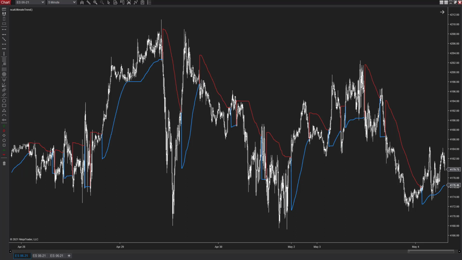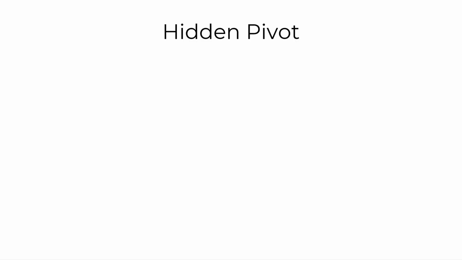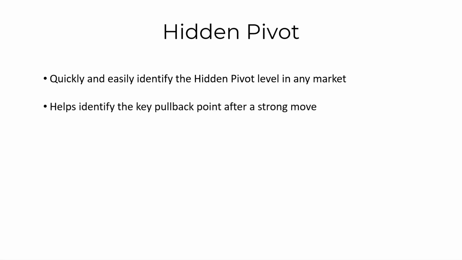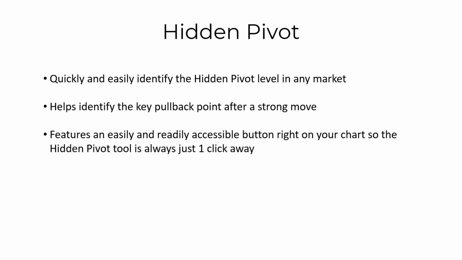So let's talk about the hidden pivot next, because these tools work really well together. The hidden pivot tool quickly and easily identifies the hidden pivot in any market, helps identify key pullback points after a strong move, and features an easily accessible button right on your chart, so the hidden pivot tool is always just one click away. It works in all chart types, time frames, and markets.